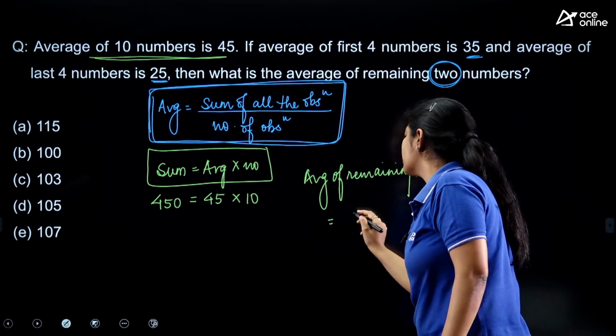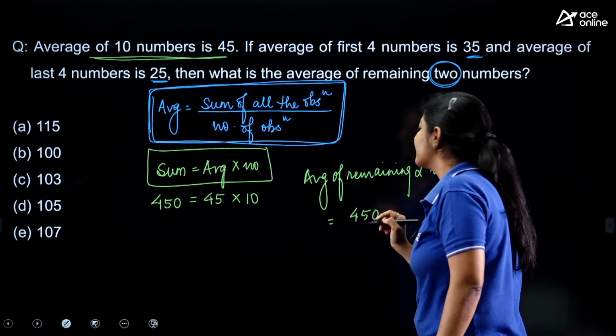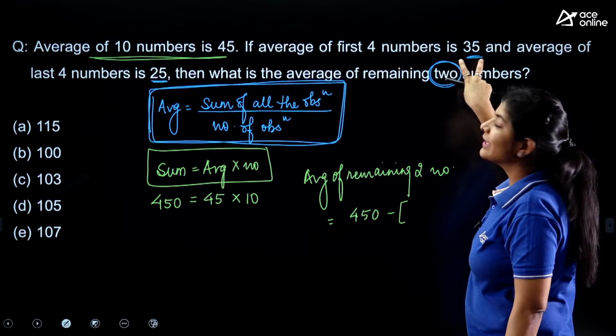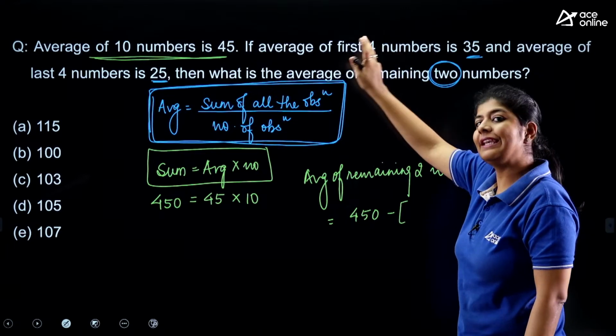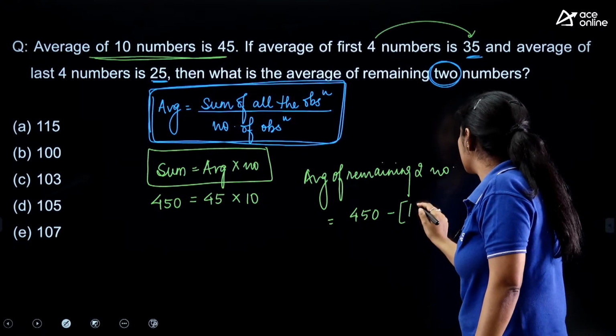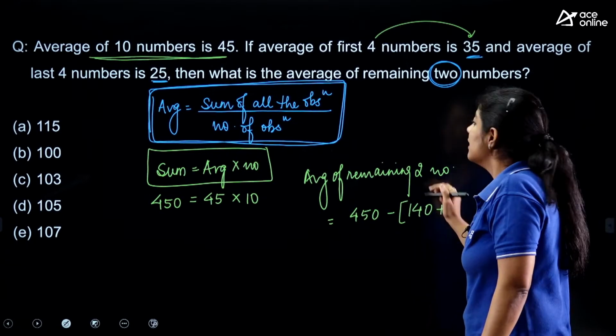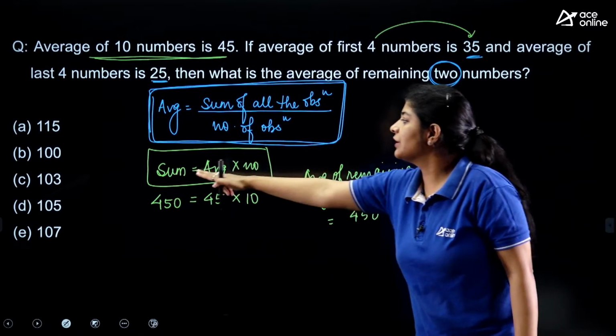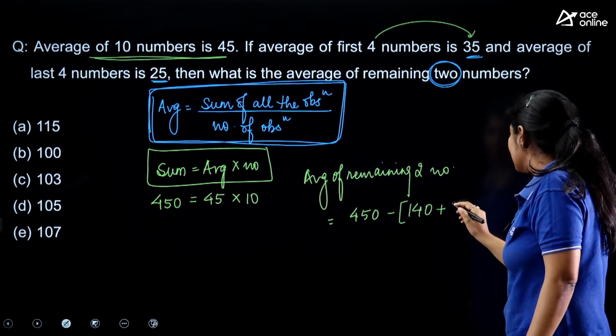Right? So the total sum of 10 numbers is 450, minus the first four and the last four numbers. So 4 into 35, that is 140, plus 4 into 25. Why are we multiplying? Because we need to figure out the sum. That is 100.